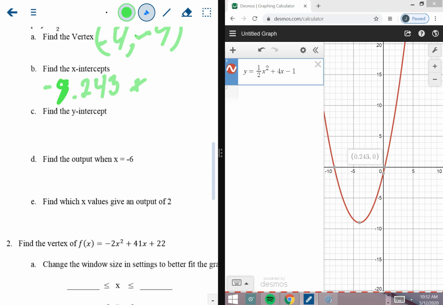0.243. All right, so this writing isn't going too well. That's all right. It's the thought that counts.